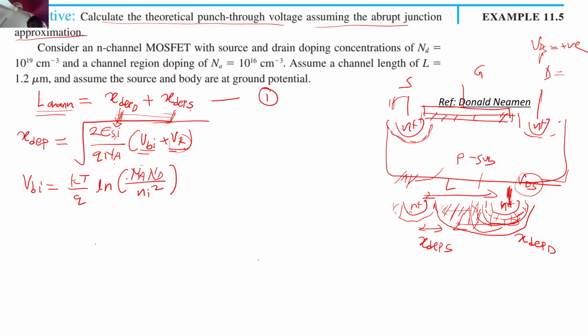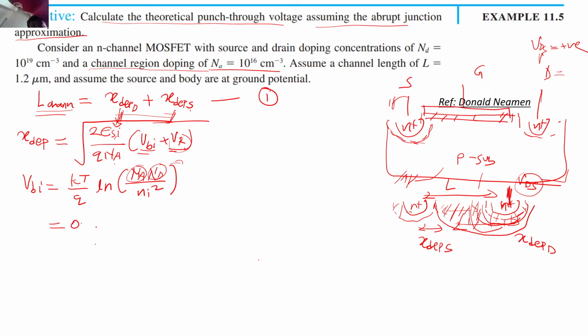Now let's check the values of Na and Nd. I just want you to understand that the source and drain regions are N plus doped, so you get the Nd over here. And Na is the P substrate doping, which is given as 10 to the power 16, and a channel region doping of 10 to the power 16, right? So using these two values we will calculate the VBI.